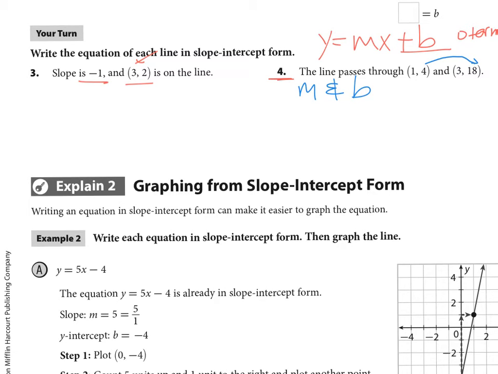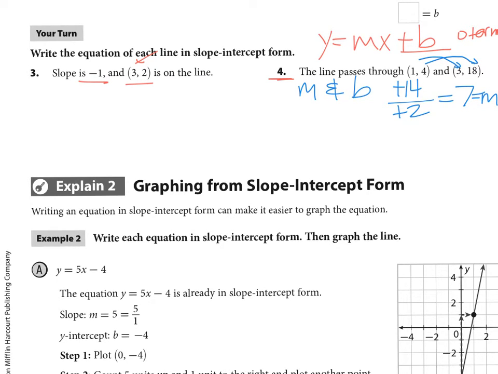Change in y. What did my y do? Went up by 14. What did my x do? Went up by 2. So what's my slope? 7. Okay. Everybody get that? That's what we did yesterday. That's all yesterday's lesson was, finding rate of change or slope. So now I have the slope. Now I find the y-intercept. How do I do it?